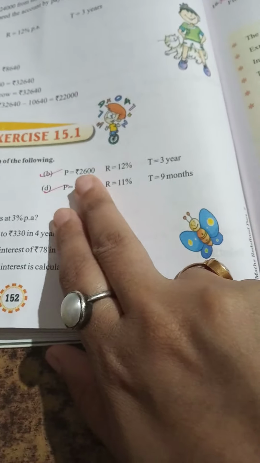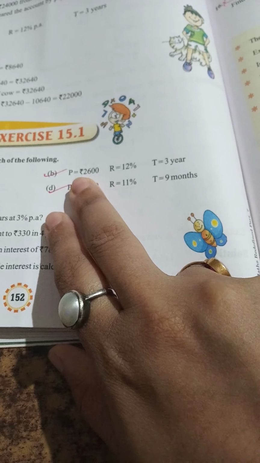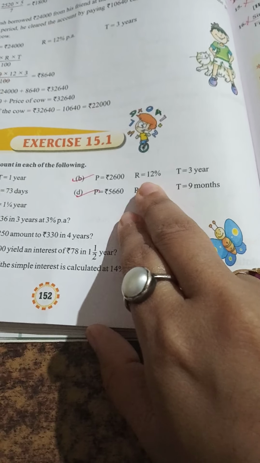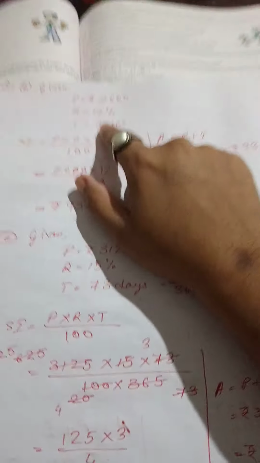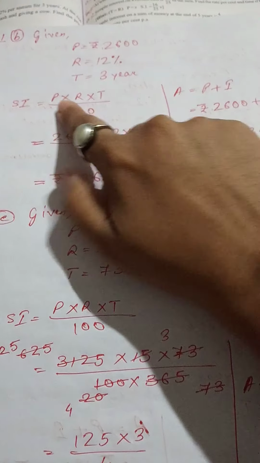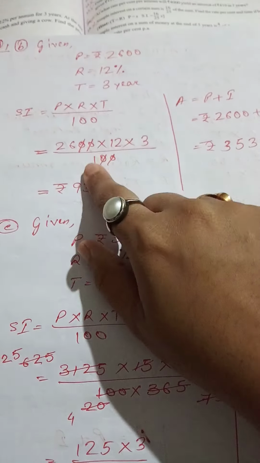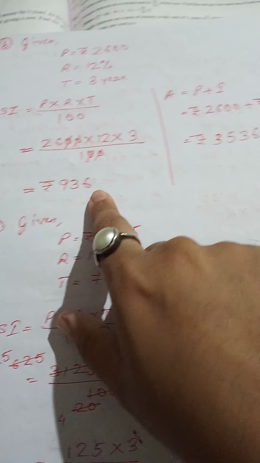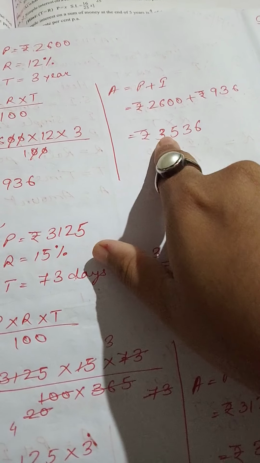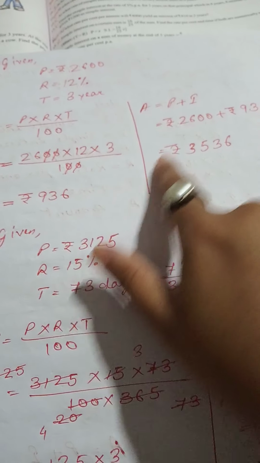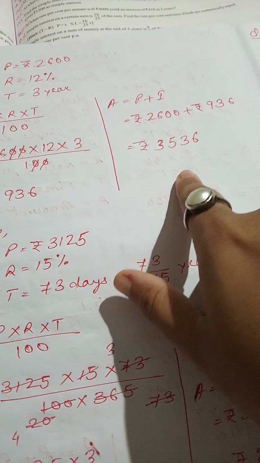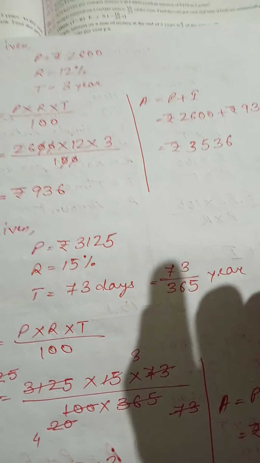You see it's given P equals 2600, R equals 12% and T equals 3 years. Now here what we will do, again we'll write down all the given things. We'll write down the formula, then we'll put the values and we have got the simple interest. Similarly again amount, same thing, principal is already given, simple interest we have found out. So we'll add both of these and we will get the amount to be 3536. Okay. Now you see number C.